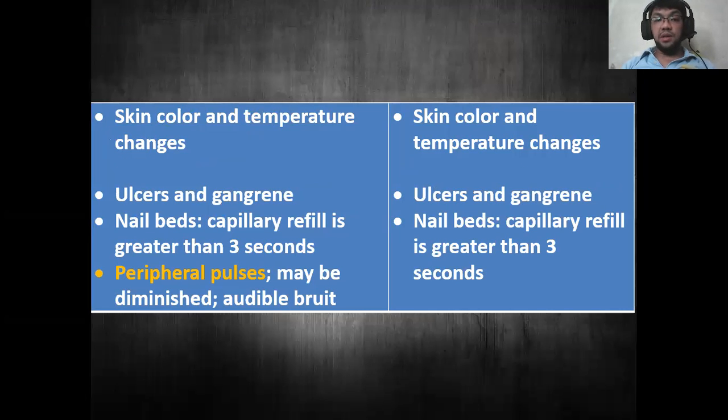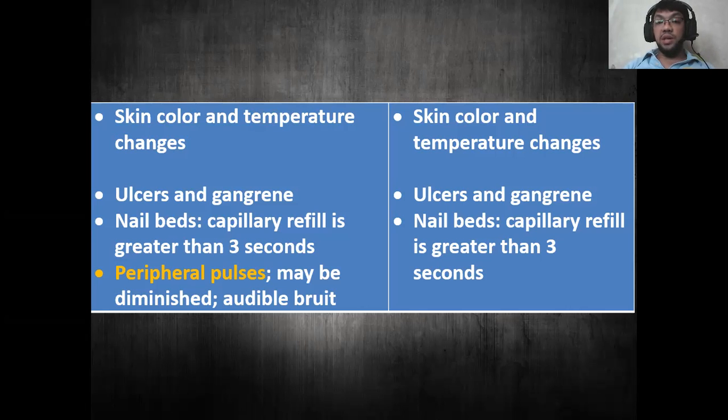Now, for Buerger's disease, skin color and temperature are going to change at the lower extremities. And if further ischemia occurs in the patient, there will be skin ulcerations leading now to gangrene. This can occur in the patient. Infection can occur due to these ulcerations. You can see that from the poster at the hospital. And for the nail beds, the capillary refill is greater than 3 seconds, usually that of the toes. Peripheral pulses may be diminished, and you can auscultate an audible bruit.